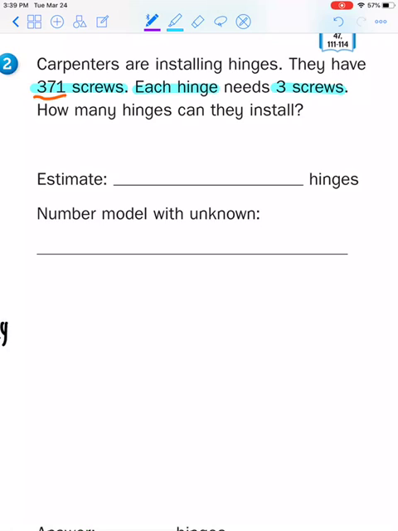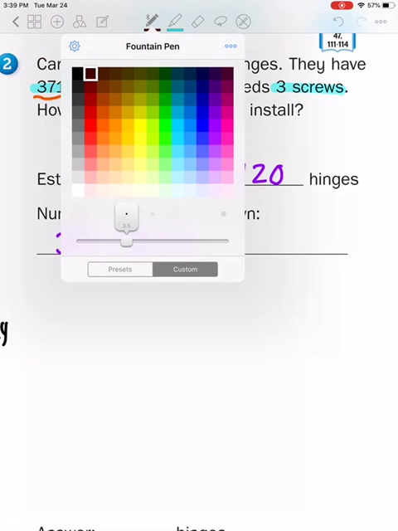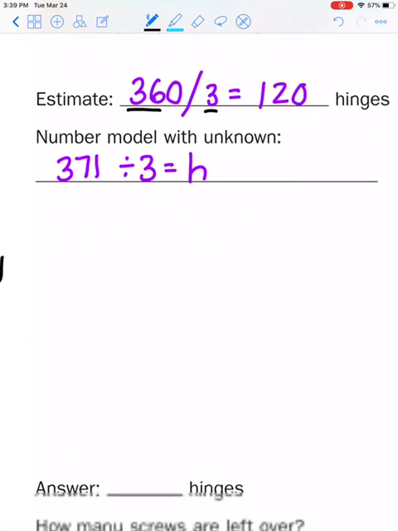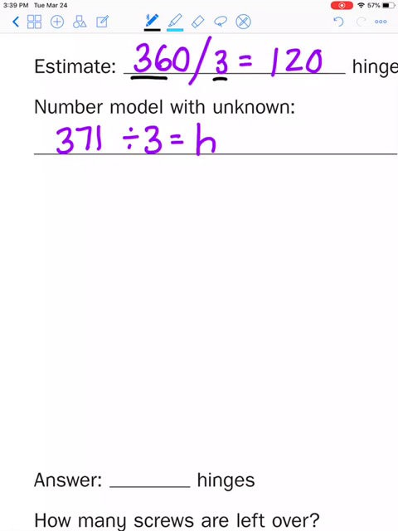I'm going to do my number model first. 371 divided by 3 equals H, how many hinges I need. I'm trying to think of multiples of 3, and I know that 371 is kind of close to 360, and 360 divided by 3 is 120, because 36 divided by 3 is 12. Okay, so now let's solve.